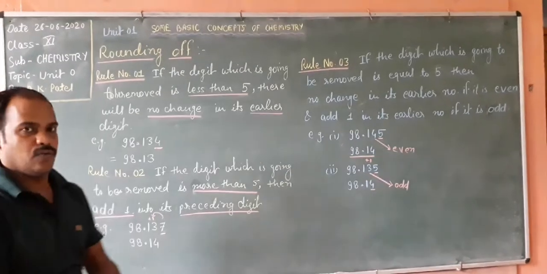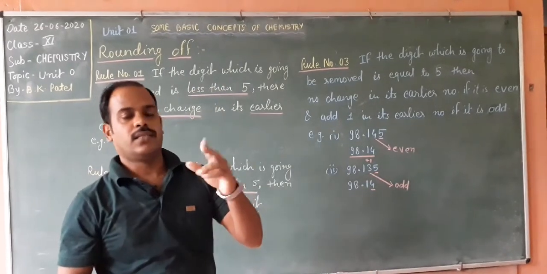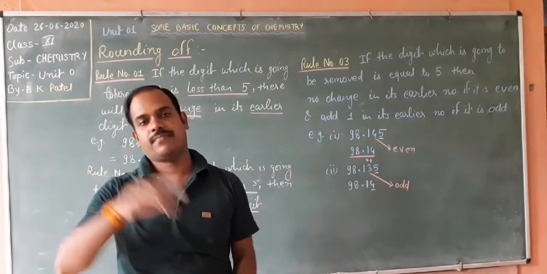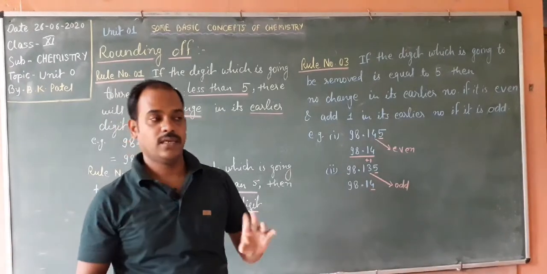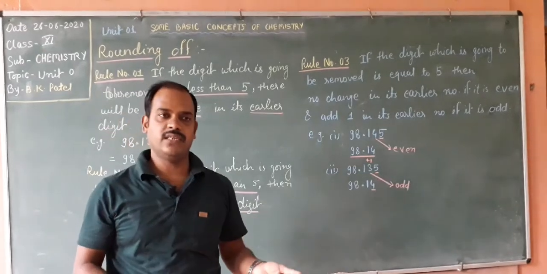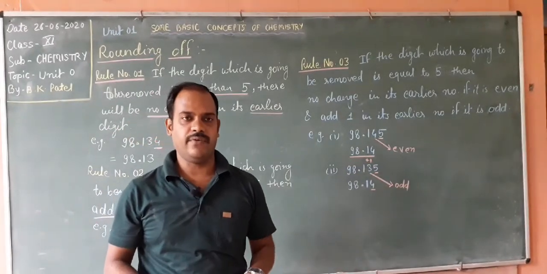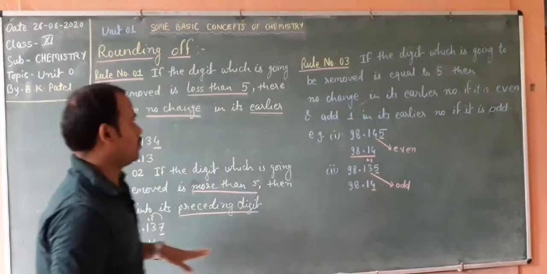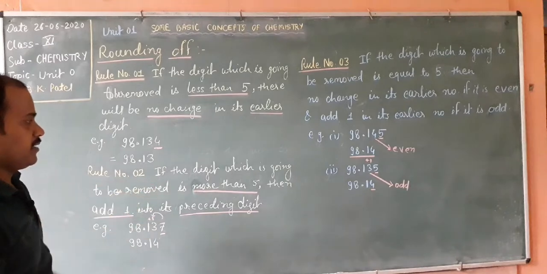Simply, in conclusion, we can say: if the digit is more than 5, add plus 1. Less than 5, no change. Equal to 5, then if the preceding digit is even, no change; if odd, add 1. Okay, these are the rules for rounding off of the digits.